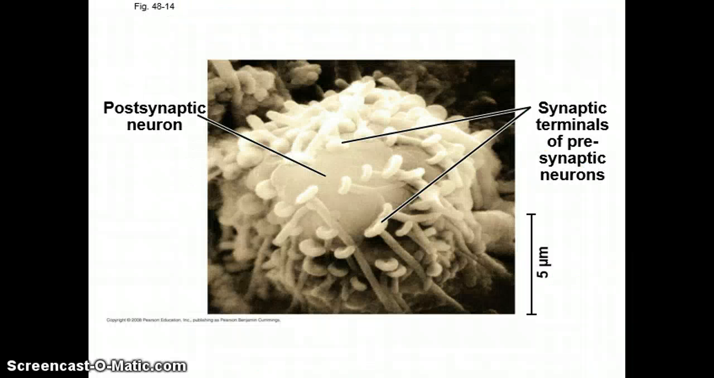This is a very close-up, very cool picture of a postsynaptic neuron. And you can see these right here are the synaptic terminals of the presynaptic neuron. So the presynaptic neuron, again, as a reminder, is the one that's sending the message, and the postsynaptic is the one that's receiving the message.